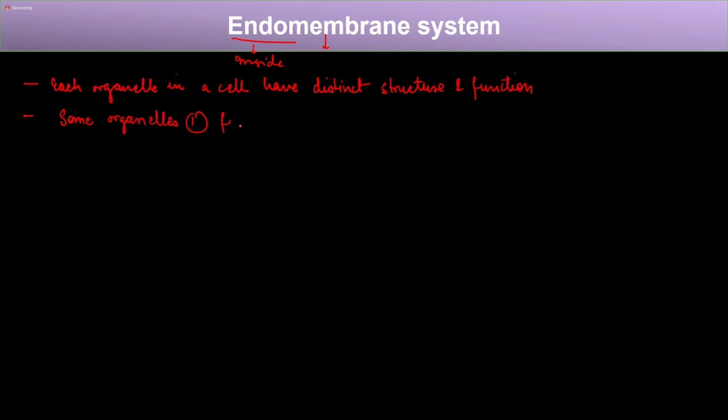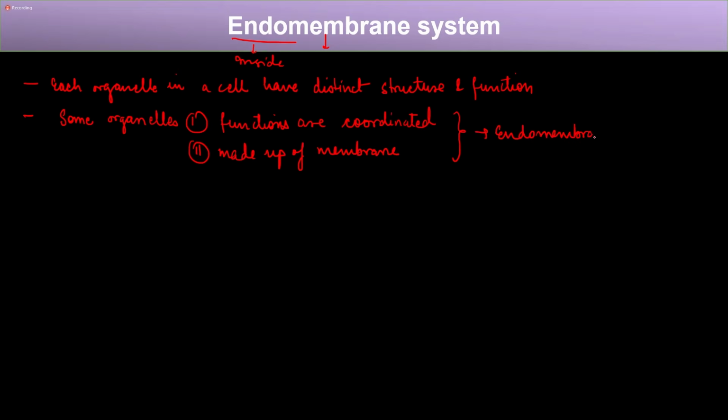First of all, the functions are coordinated. Some organelles' functions are coordinated, as well as they are made up of membranes, and these together constitute the endomembrane system. So the endomembrane system consists of those organelles that are made up of membrane, and secondly, their functions are also coordinated. It means that their functions are dependent on one another.